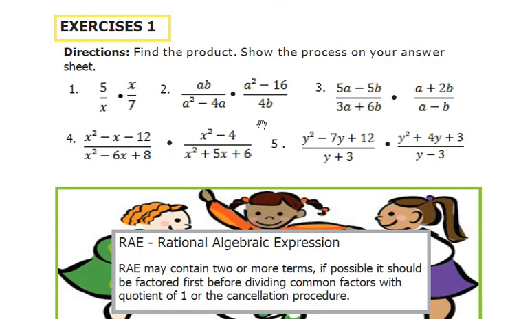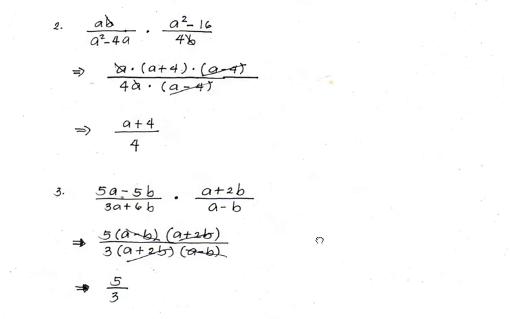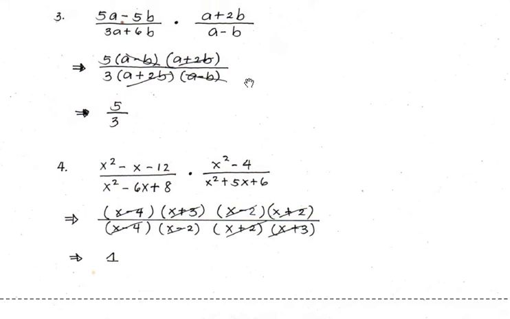Number 3, we have 5a minus 5b divided by 3a plus 6b times rational algebraic expression a plus 2b all over a minus b. Solution, 5a minus 5b, I just copy this, then 5a and 5b, so common is 5, take out 5, what is left is a minus b.